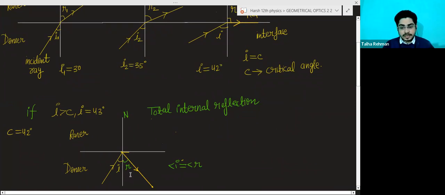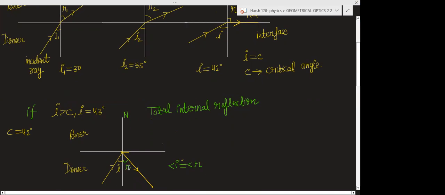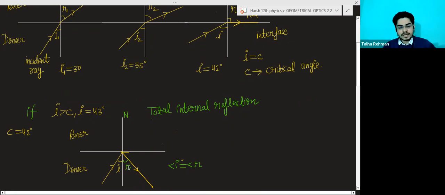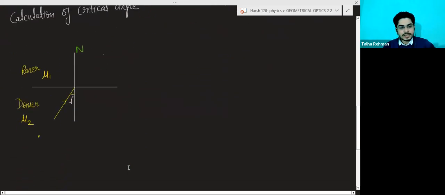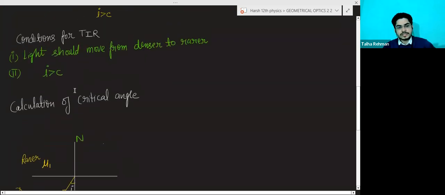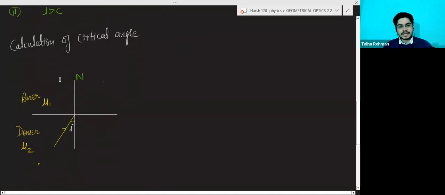Here the reflection is taking place. If reflection is taking place, then this angle must be equal to this angle: the angle of incidence must be equal to the angle of reflection. Now we will calculate the critical angle. So these are the conditions: light should move from denser to rarer medium, the angle of incidence must be greater than the critical angle, and then the calculation of the critical angle.